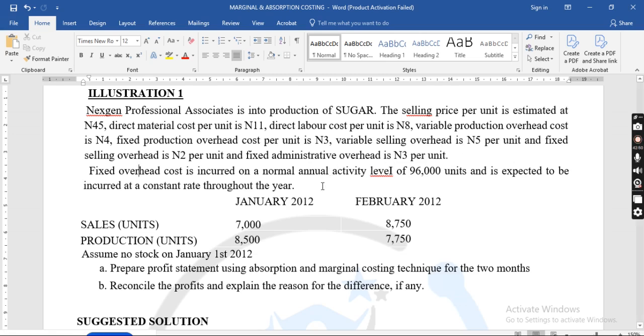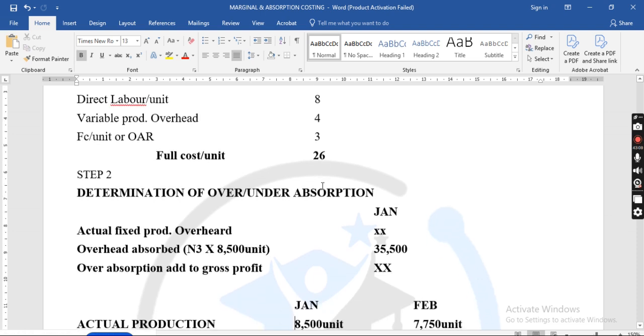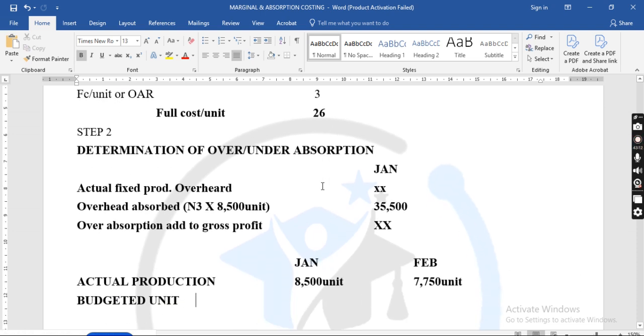And don't forget that this is 96,000 units and we are doing for January. We will divide it by 12 so that we will have for each of the months. When you divide 96,000 units by 12, what do you have? You have 8,000 units, right? So you have 8,000 units. So 96,000 units divided by 12 gives 8,000 units.